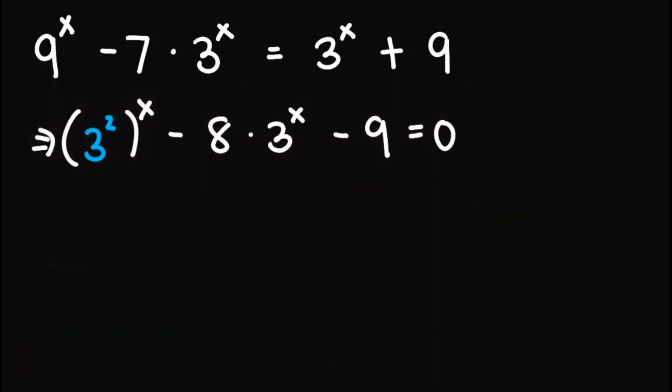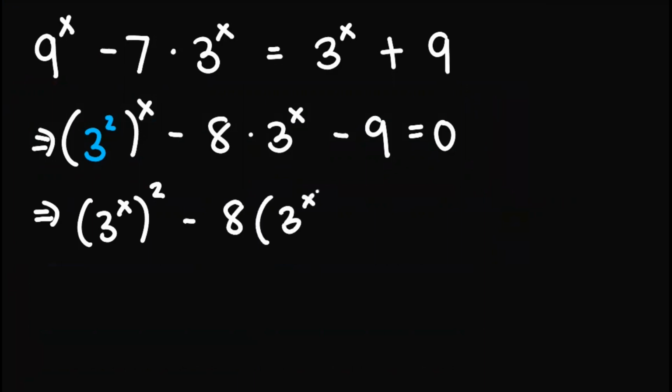And then, I hope you're kind of noticing it already, by laws of exponents, we can actually interchange this one. So we'll have here (3 raised to x) squared minus 8, and let's use parentheses here, 3 raised to x minus 9 equals 0. And what form do we have here? It looks like a quadratic equation, since we have a degree of 2 here, a degree of 1 here, and a constant here.